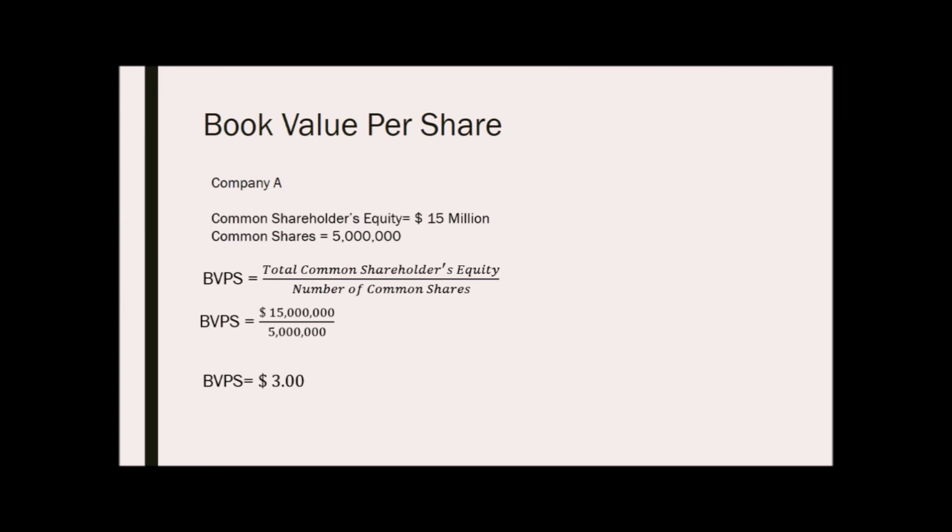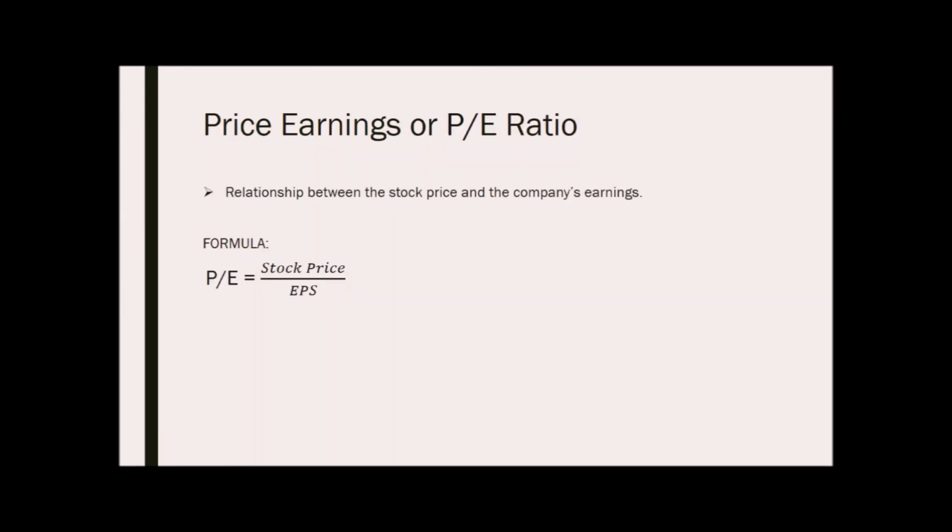Lastly, we have the price earnings, or PE, ratio. This calculates the market value of a stock relative to its earnings by comparing the market price per share to the earnings per share. In other words, the price-earnings ratio shows what the market is willing to pay for a stock based on its current earnings.